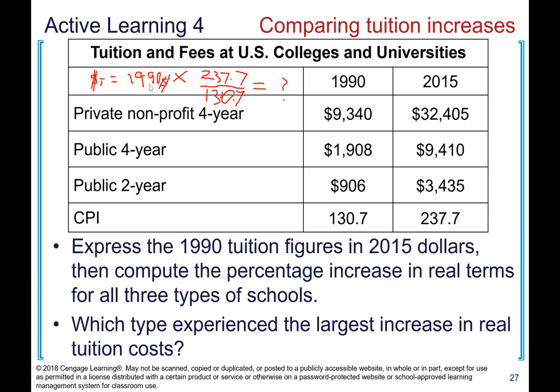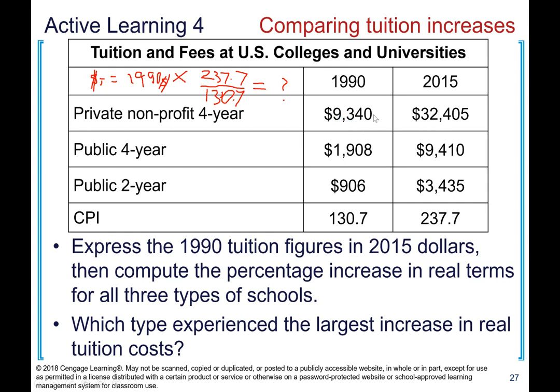Use the formula we just saw on the previous slide. Read this as $1 today, that's $1 with T. $1 today is equal to $1 in 1990 times the current CPI, current being 2015. Current CPI was 237.7, and CPI in 1990 was 130.7. So 237.7 divided by 130.7, and you get the answer here. Okay, that is what you will compare to 2015.